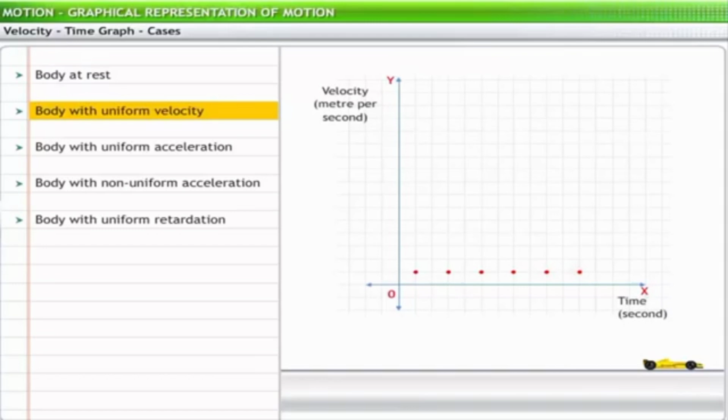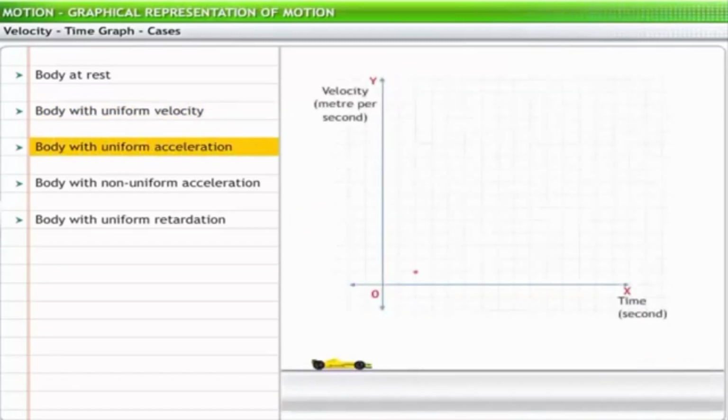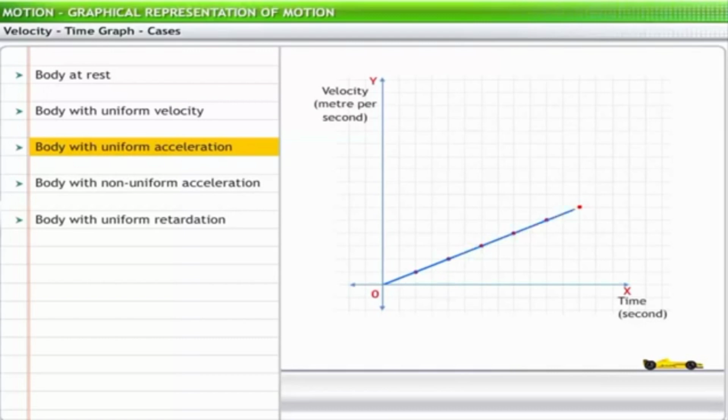Therefore, the velocity time graph for a body with uniform velocity will be a straight line parallel to the x-axis. The point where the line intercepts the y-axis shows the magnitude of the uniform velocity of the body. When a body exhibits uniformly accelerated motion, the velocity time graph represents a straight line passing through the origin and subtending an angle with the x-axis. This is because, in this motion, the velocity of the body increases uniformly with time.